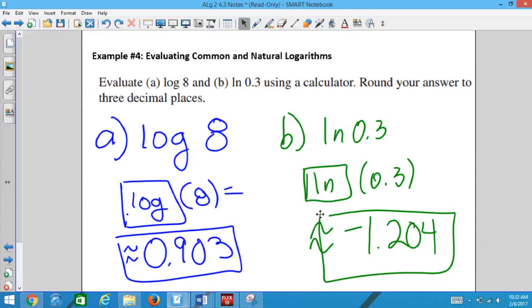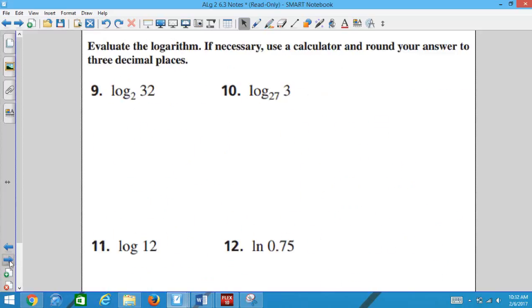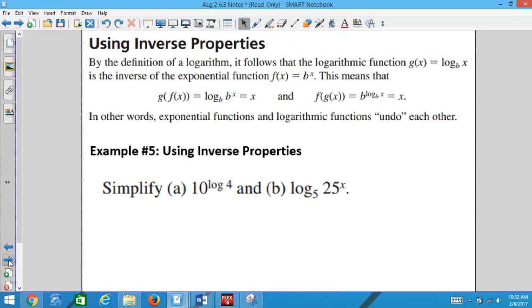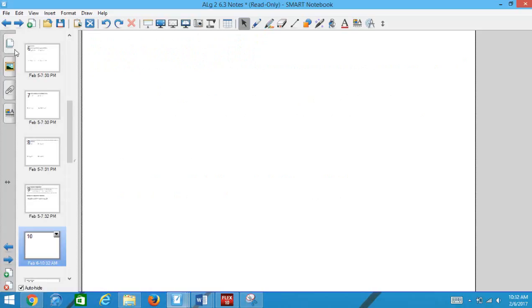All right, we are almost done. I'm skipping the student practices for now, because we will come back to them. And using inverse properties is the last section that we're going to do today. And then we'll finish the rest tomorrow. Using inverse properties. Before we do this, let me give you an example of something that you've done before.